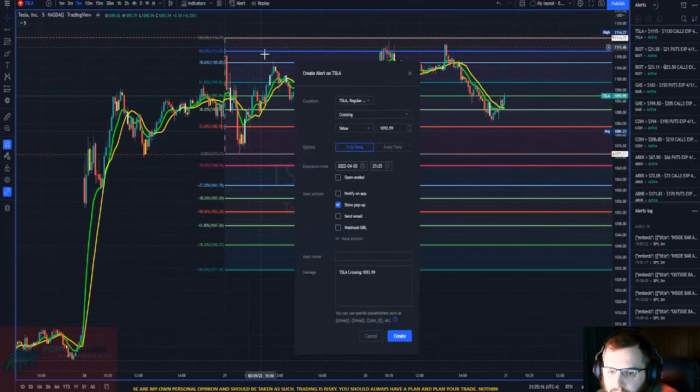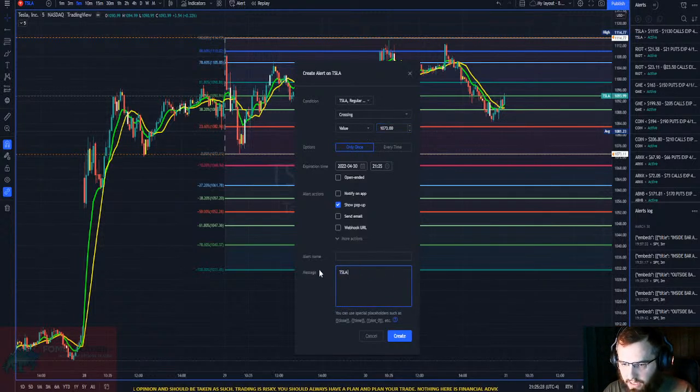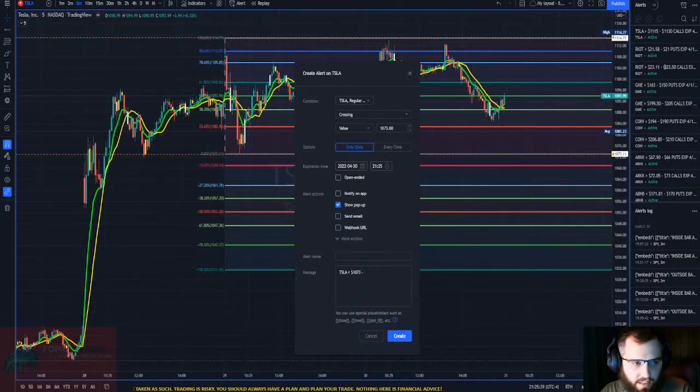So now we're going to set up our alert. That's $1,073.11. So we'll just call it 1,073. So Tesla below 1,073. And if we look, 1,057. So we'll look at the 1,055 puts. Expiration April 1st.